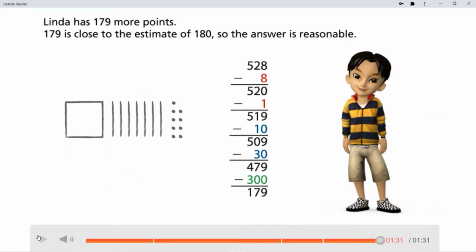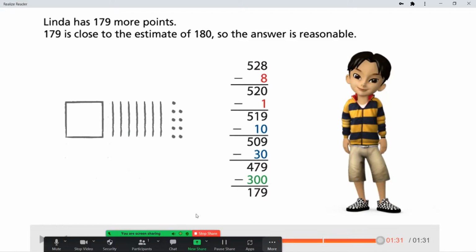All right, so you can see here how they were regrouping as they were going. They were switching out hundreds for tens, they were switching out tens for ones whenever they needed it. That way they were able to have enough pieces to take away. So if you don't have enough tens, you need to borrow one of the hundreds and break it apart into 10 tens. If you don't have enough ones, you need to borrow a ten and break it apart into 10 ones. And that's how regrouping works with subtraction.